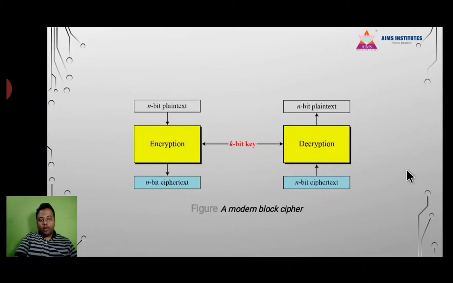So when talking about this, we basically have an n-bit plaintext of data which is getting encrypted and turned into an n-bit ciphertext. While doing this encryption, a k-bit key is used. That is basically called a modern block cipher.